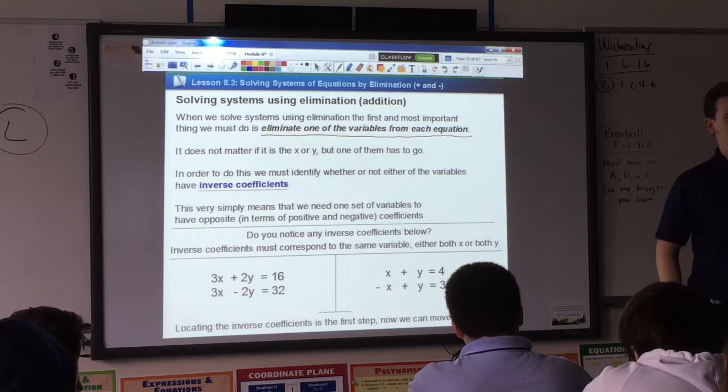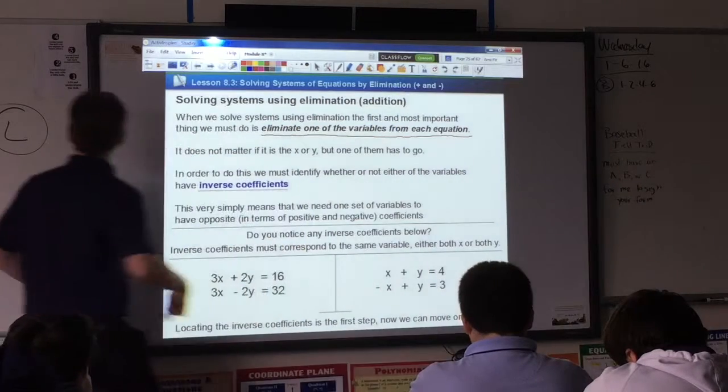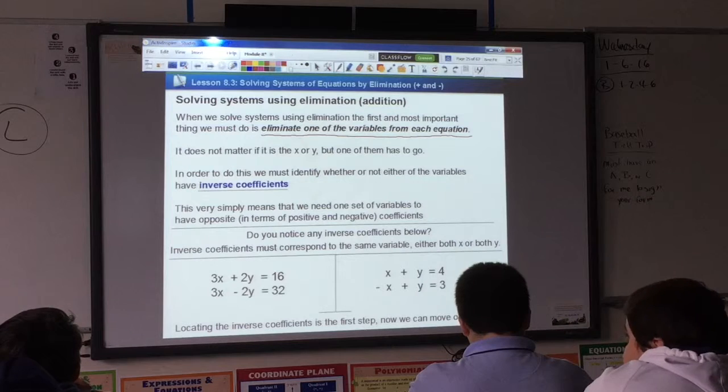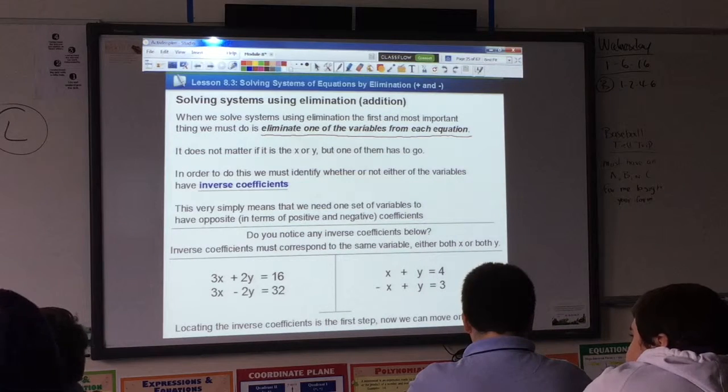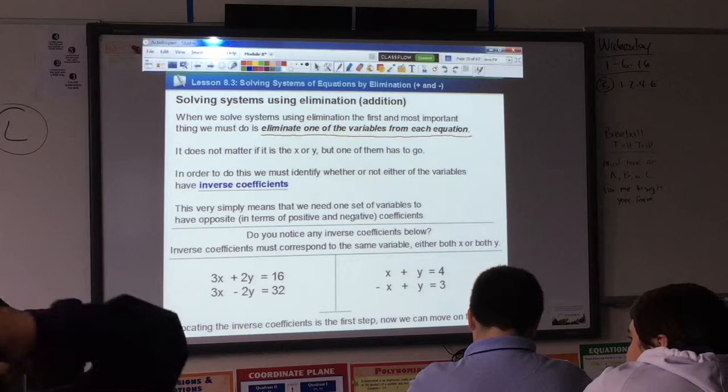So we'll look at the x's. Do they have inverse? We look at the y's. Do they have inverse? If they do, let's see what would happen here. Let's say that we have a 3x and a positive 3x. Are these inverse? No. What if we had 3x and 8x? Are these inverse? No, they're not. But what if I had negative 8x? Are they inverse now? Yes.